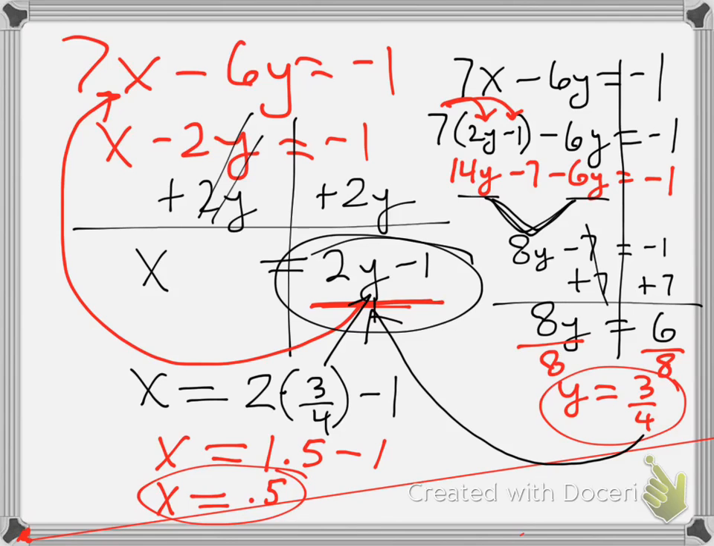There you go. So if you were to write it with parentheses, x and y, x would be 0.5 and y would be 0.75, or you could write it as a fraction, 1/2 and 3/4. Alright? Cool. Next one.